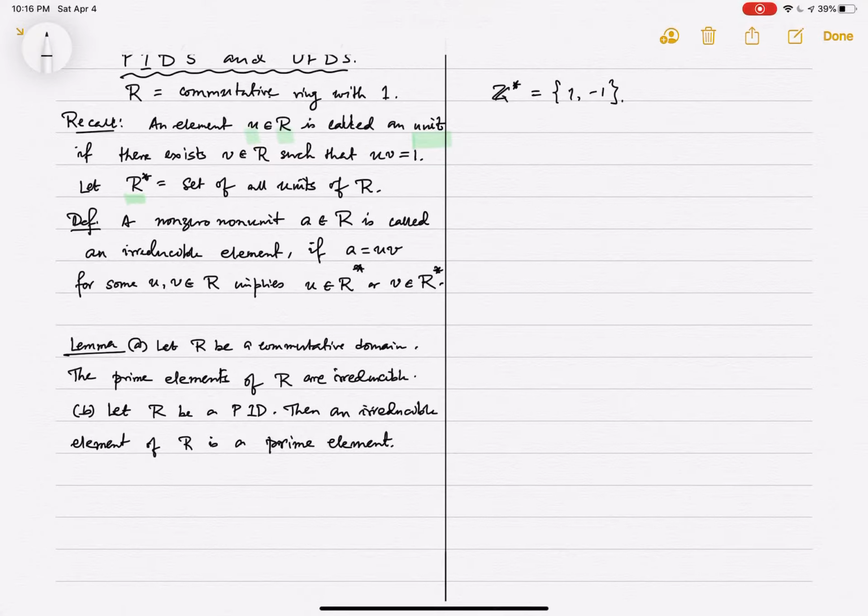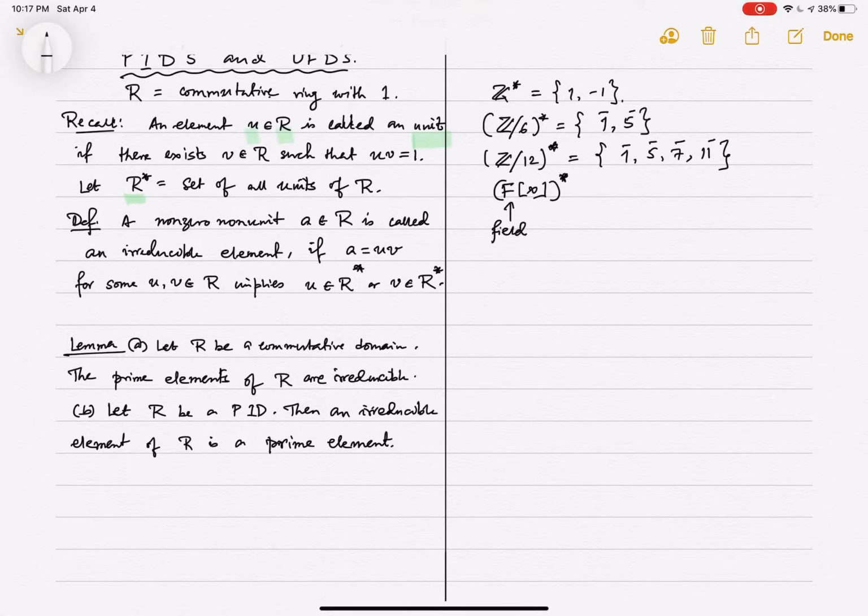The units in Z mod 6 are 1 and 5. The units in Z mod 12 are, I believe, 1, 5, 7, 11. I mean the images of those elements, of course. Let's put up bars on top so that we don't confuse them with the usual integers. The units in a polynomial ring in one variable over a field are just the non-zero constants, meaning the non-zero elements of the field, etc.